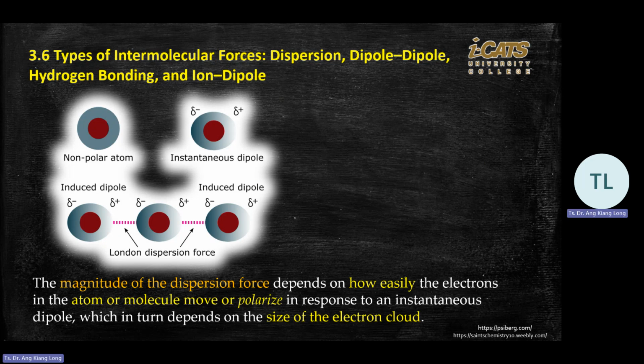The magnitude of the dispersion force is like a magnet. The easier they attract each other, the higher the magnitude.